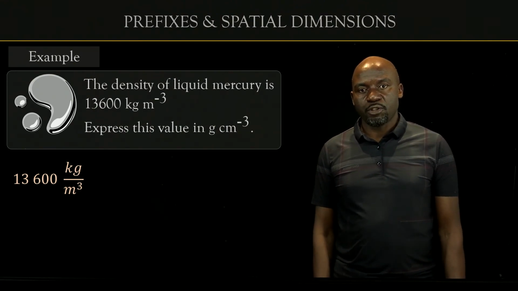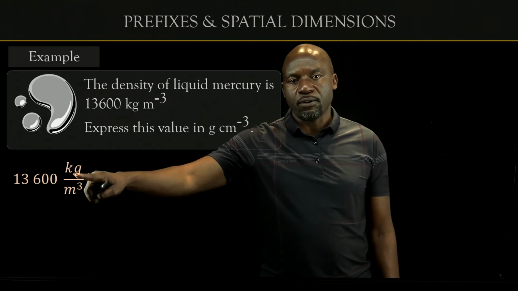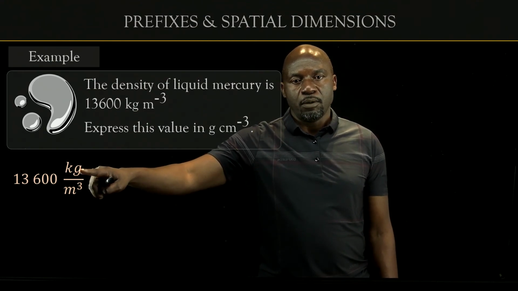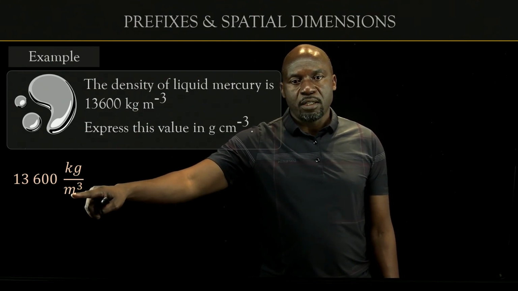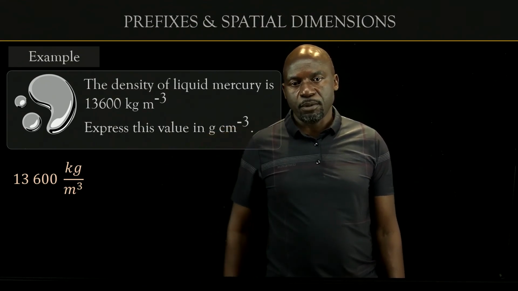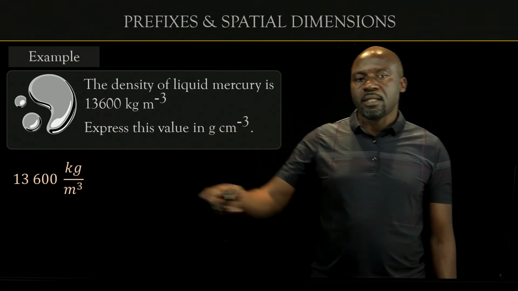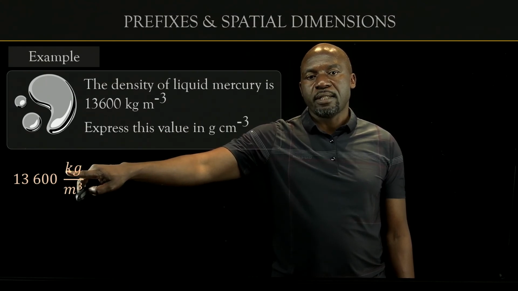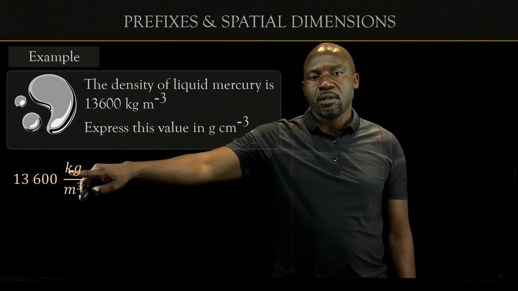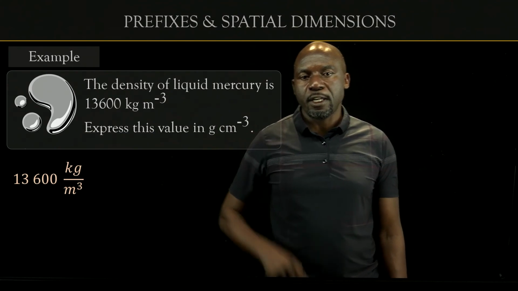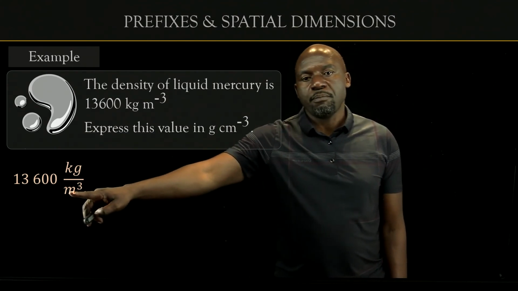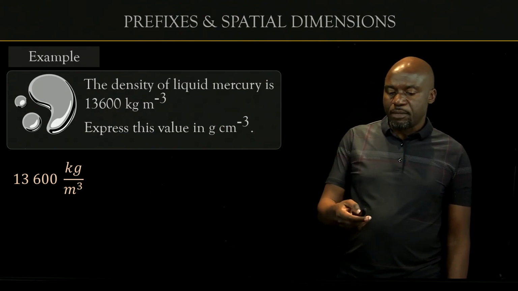Now we want to change that to grams. So this is in kilograms. We don't want kilo. We want grams. And we don't want meters cubed. We want centimeters cubed. So the first thing we want to remember is that kilo means 1000. So we can replace the k there with 3 zeros. Okay, or multiply by 10 power 3. And then we need to change the meter cubed into centimeter cubed.